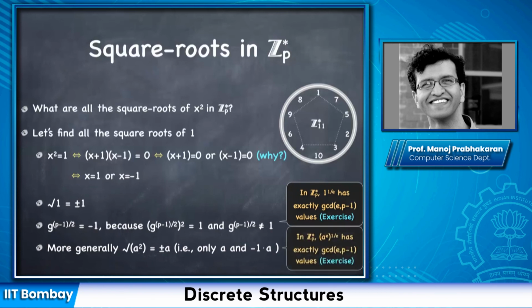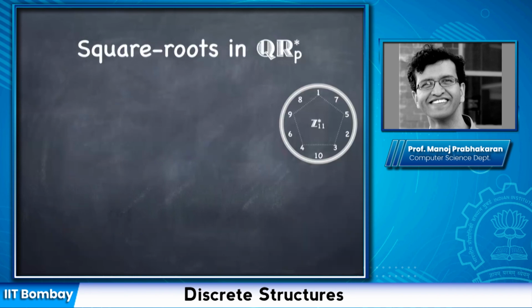Actually, it extends to any eth power. Just like it extended to every quadratic residue here, it extends to every eth power also: there are exactly as many eth roots as there are eth roots of 1. Okay. So now that we talked about Zp star, that not everything is a square, only half of them are, those in even positions in that cycle, let's just focus on that.